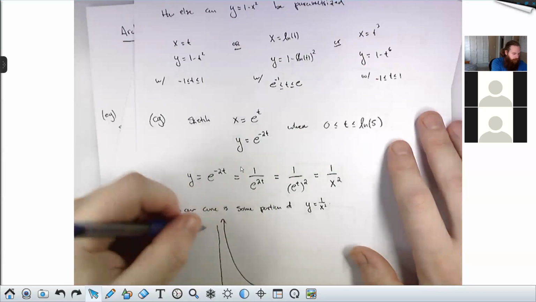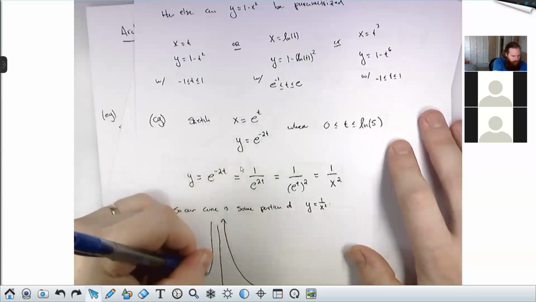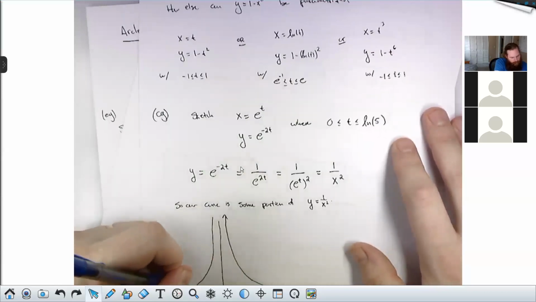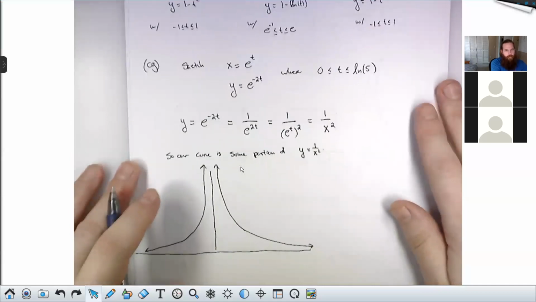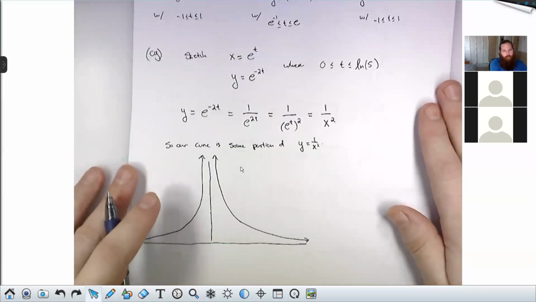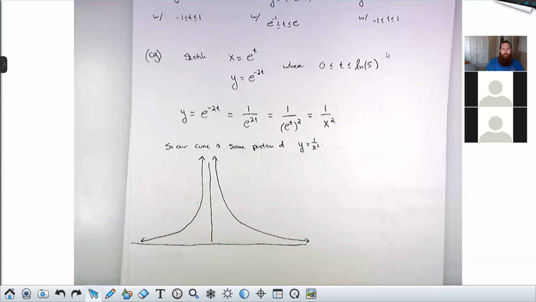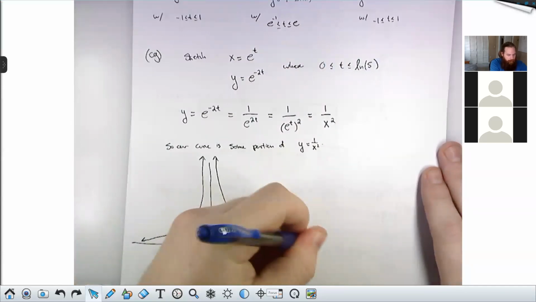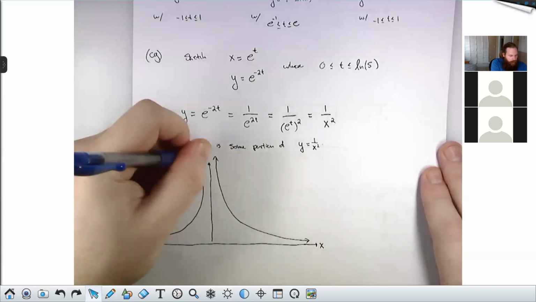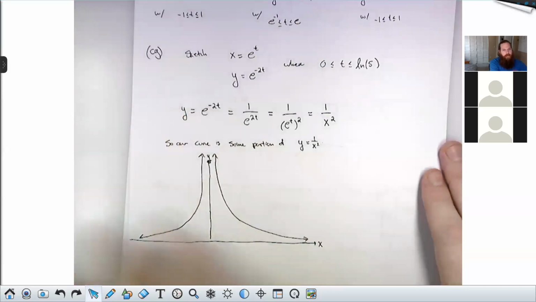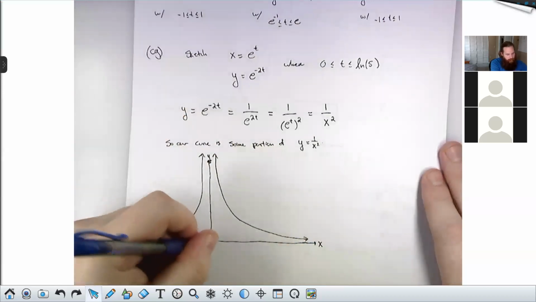I've got this vertical asymptote at 0. And then I have this y-axis symmetry. So this is the graph of y equals 1 over x squared. And then I just have to figure out what portion of that graph corresponds to my t values. You got to be careful. There is no t-axis here. And that's one of the mistakes people tend to make. This is the x-axis. This is the y-axis. There is no t anywhere in the picture.